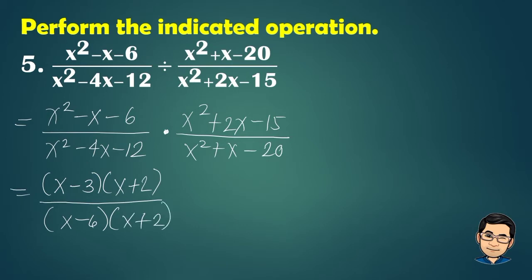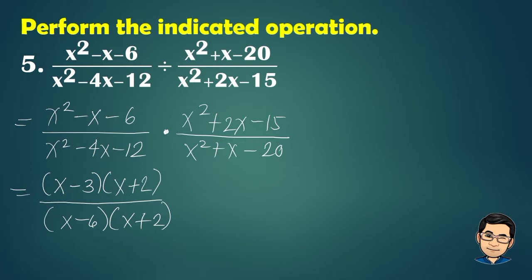So, bibigyan ko kayo ng tip kapag nagko-factor tayo. Kapag nakuha mo na yung factors nung C, yung last term, ang sign nung magiging mas mataas dun sa dalawang factor na yon is dedepende dun sa sign ng middle term. So, dito dahil negative 4x siya, negative yung 6. Okay?